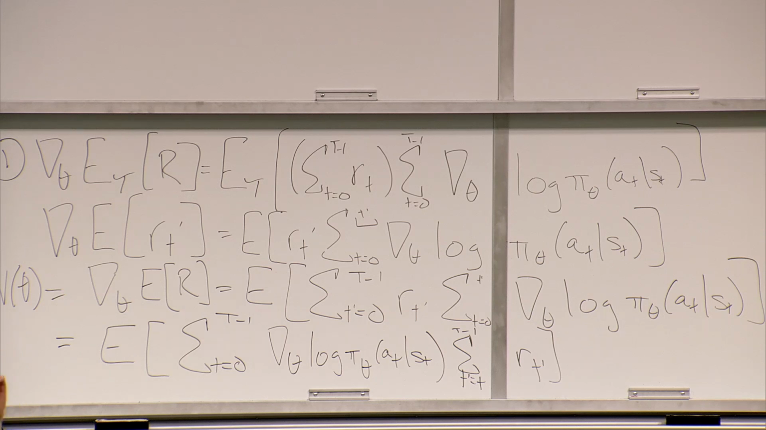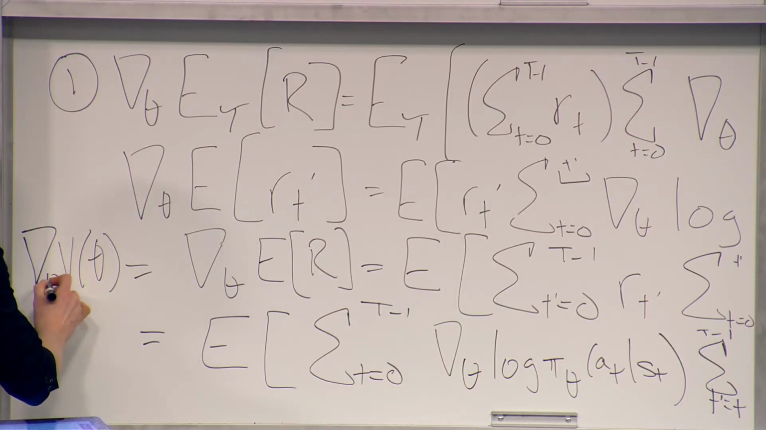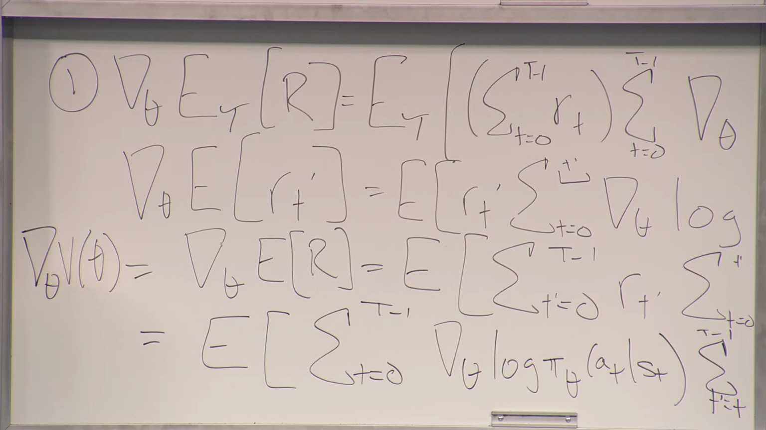Yes? On the second line from the bottom, is it supposed to be the derivative? Is that the value function with respect to theta? At the very left. Okay. Yes. Oh, sorry. Do you mean this is supposed to be the derivative of this? Yes. Yeah. Thank you.